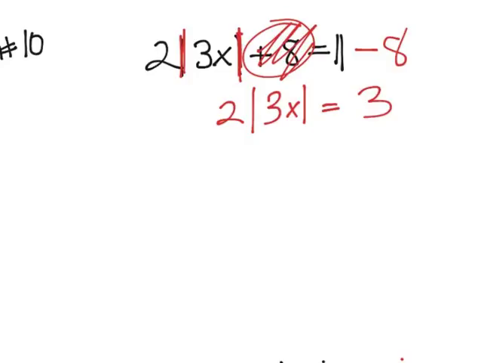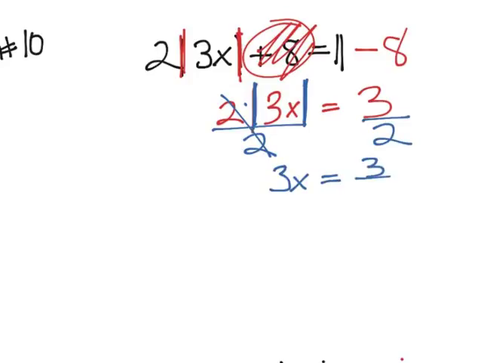Okay. Now, I still don't have my function alone, I still got this 2 hanging out there. Is that 2 plus that? No. That's 2 times that, isn't it? That's 2 times that absolute value. And the reverse of multiplication is division. So now I have the absolute value of 3x is equal to 3 over 2, and I forgot my little lines. Don't forget your lines because they're really critical.